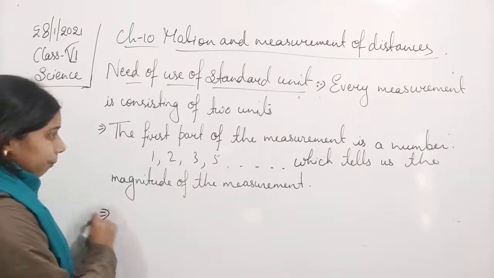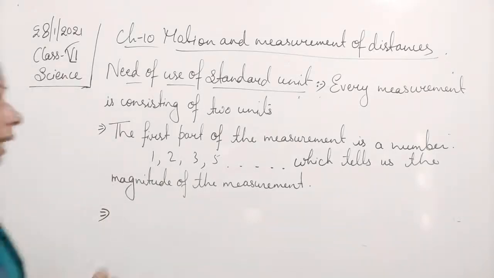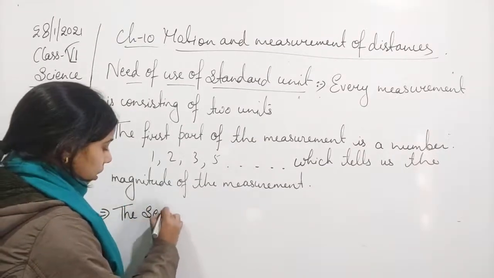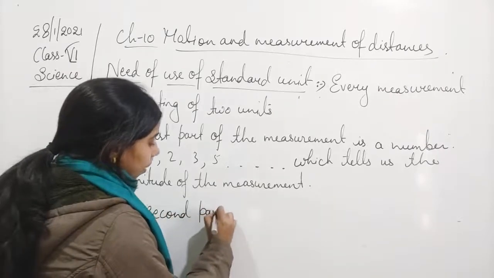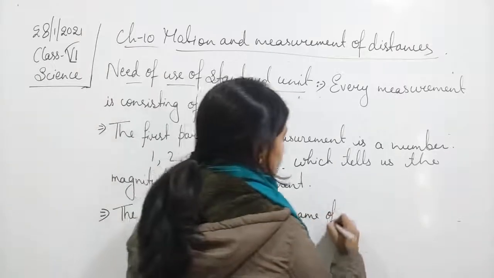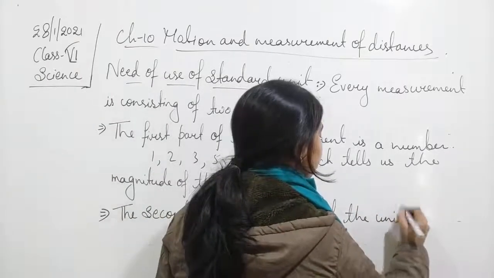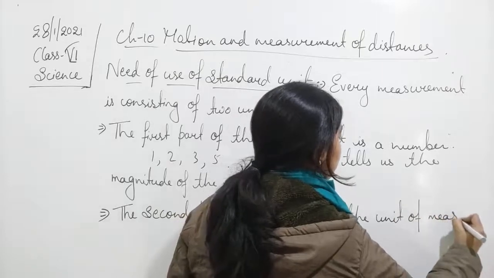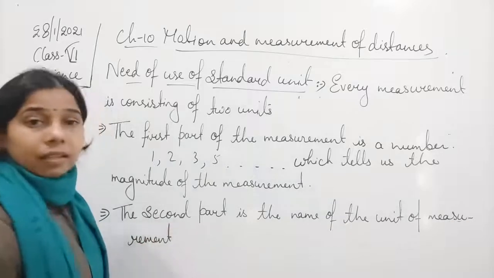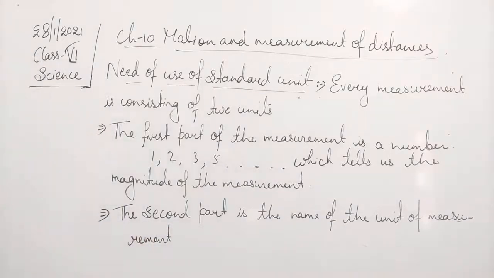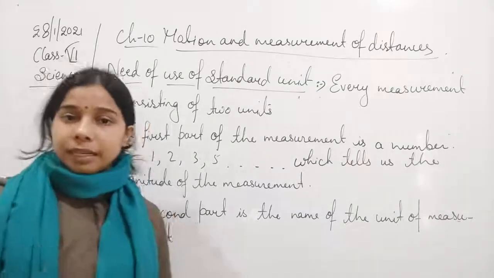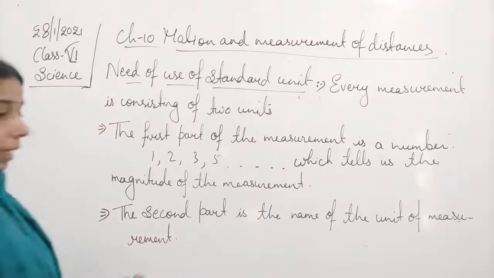The second part of the measurement is the name of the unit of measurement. It can be anything. It can be a meter, it can be a centimeter. So we can say it consists of two parts.